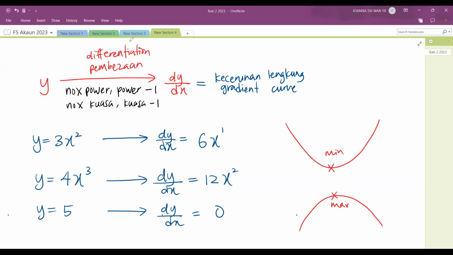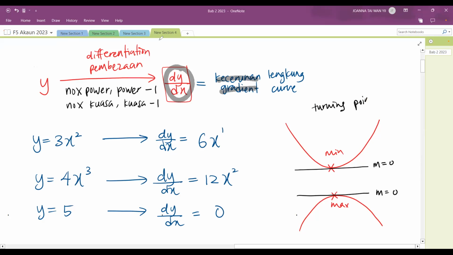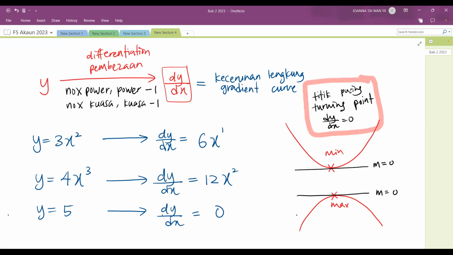Then, titik pusing dengan dy dx ada kaitan ke? Got relationship or not? Yes. At turning point, this is the tangent, right? Ini garisan tangent. Apakah kecerunan dia? Kosong, betul. Zero. So, pada titik pusingan, kecerunan kosong. Gradient is dy dx. So, at turning point, your dy dx equals zero. Pada titik pusing, dy dx sama dengan kosong. Faham konsep ini? Remember, in exam, turning point, dy dx zero. Maximum point, minimum point, dy dx zero.